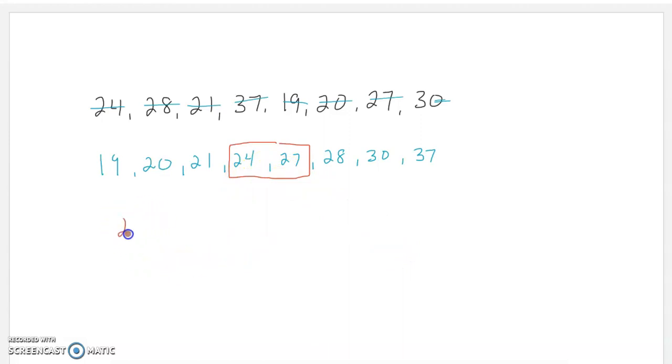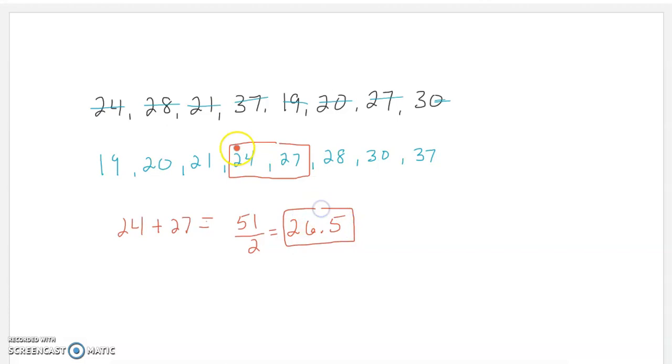So let's do 24 plus 27. So 24 plus 27 is going to give us 51. Okay, so 24 plus 27 is 51. And then again, to find the average of these two numbers, I now divide this by 2, and therefore that gives me 26.5. So the median of this data set is 26.5.